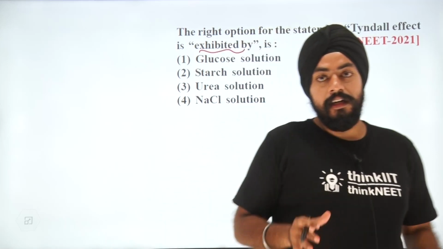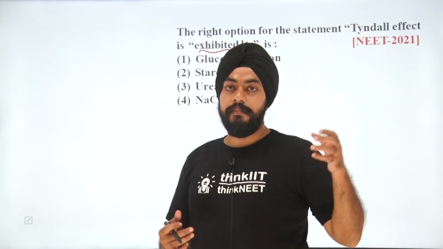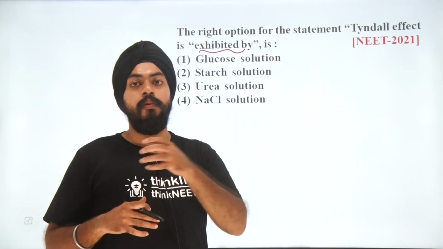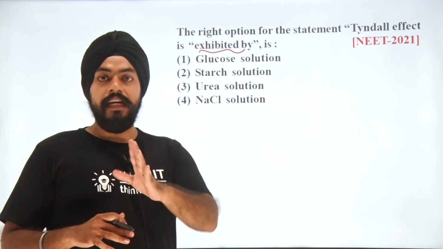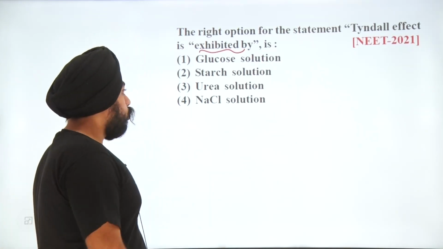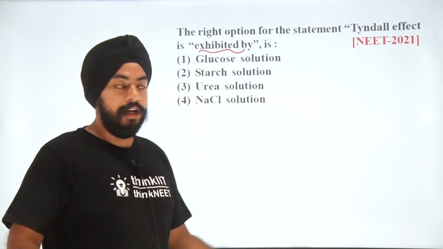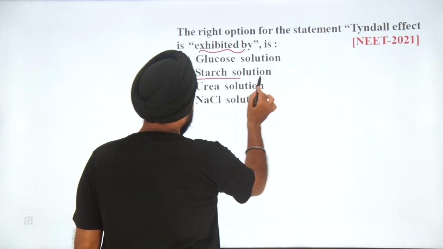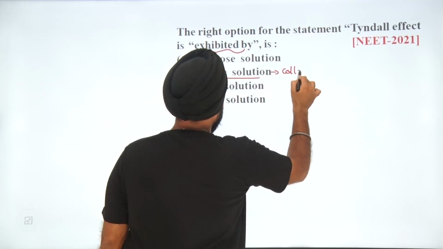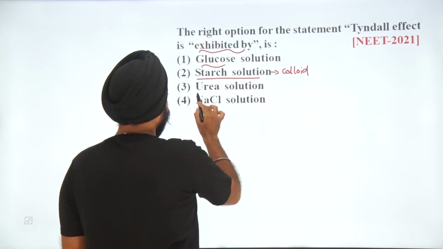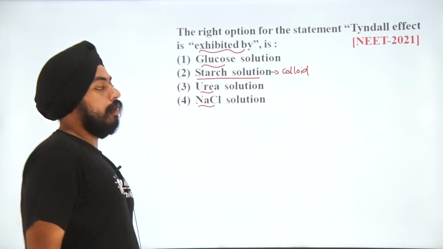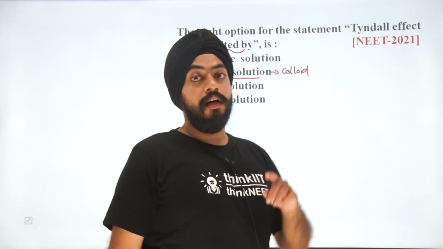Basically, in Tyndall effect, we can just see the path of the light when it is passed through a colloidal solution. The light path becomes visible. So we just have to look for the option which will make a colloid. Well, in this only a starch solution makes a colloid, and the rest, neither glucose, neither urea, neither NaCl makes a colloidal solution. Actually, they make a true solution.